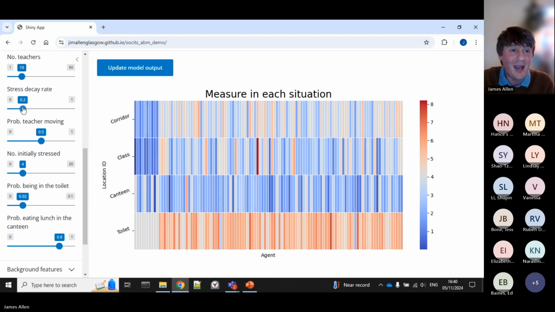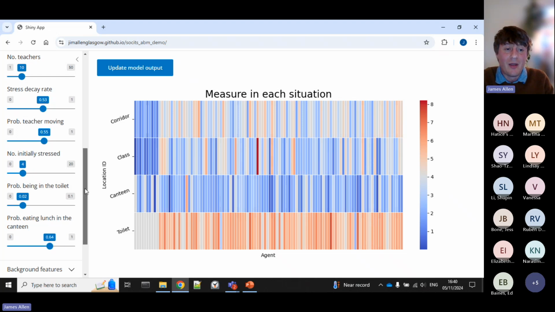So we can change the stress decay rate, for example. This tells us how quickly stress disappears. When it's very, very low, it means that stress disappears very slowly in each agent. When it's very, very high, it disappears very quickly. We could change the probability of teachers moving, the probability of being in the toilet between classes, the probability of eating lunch in the canteen.